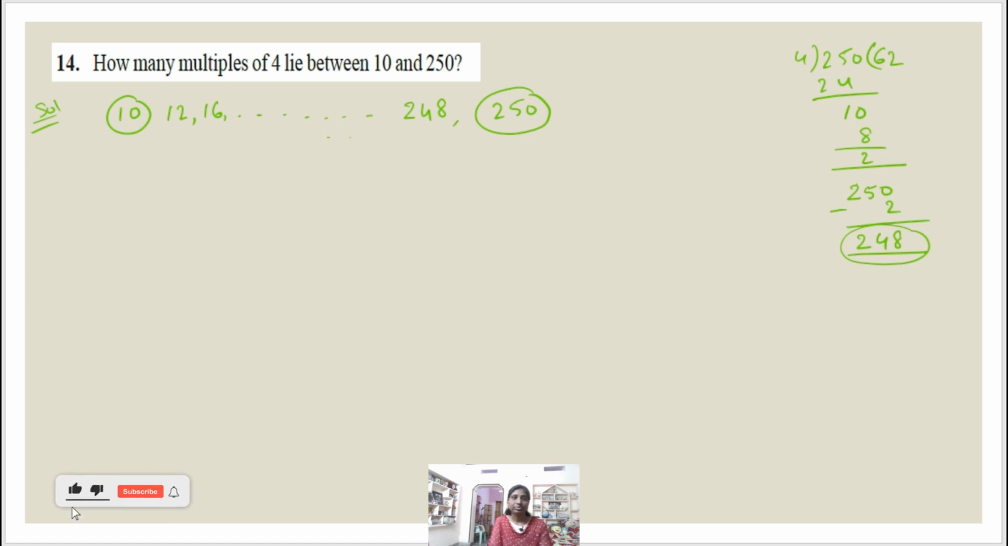248. So now we have A is equal to 12, D is equal to 4, and AN, this is the nth term. Let 248 be the nth term. Then we have to find out what is n here. It means which term is 248. Then we will be able to tell how many terms are there in this AP.